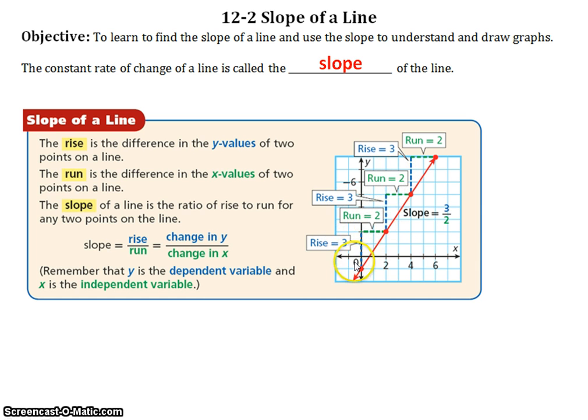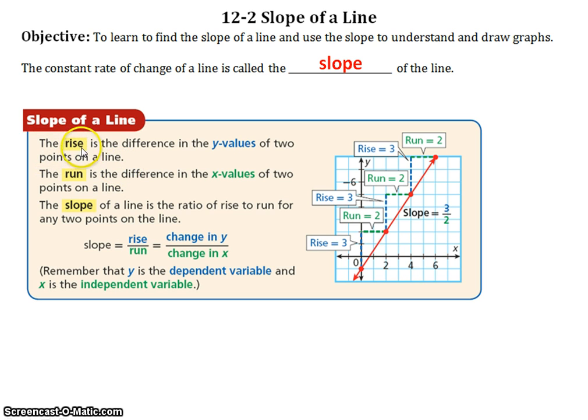Rise being vertical because you would rise up. Run, you would run right or left. So rise is vertical, run is horizontal. They work together. So from one dot we rise 3, 1, 2, 3, and run 2, 1, 2. Rise 3, run 2. This rise and run will actually be the slope of the line.